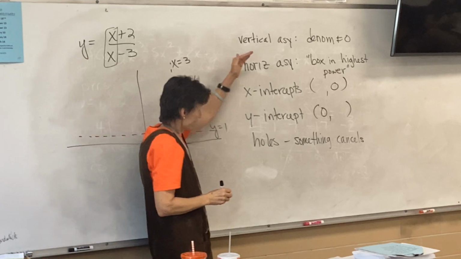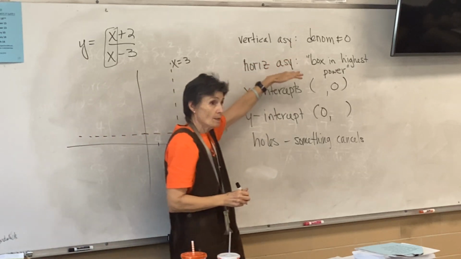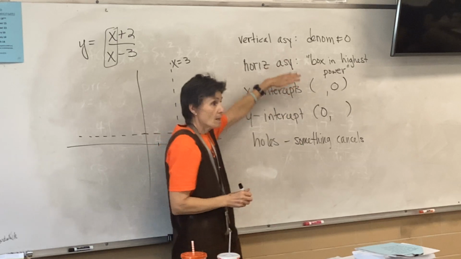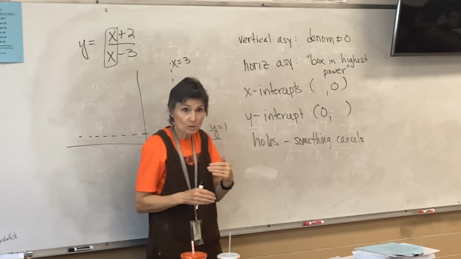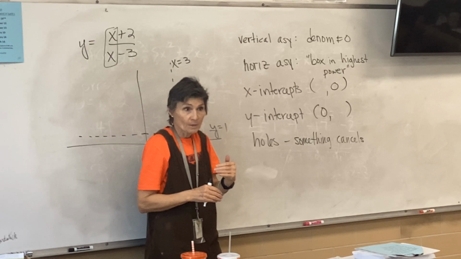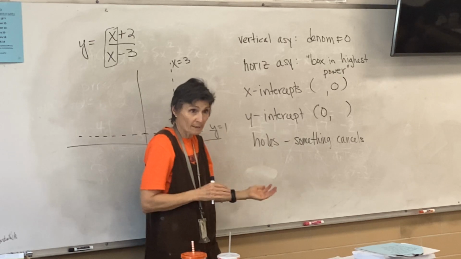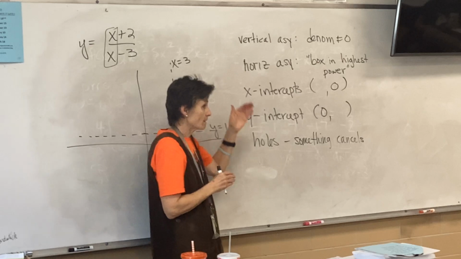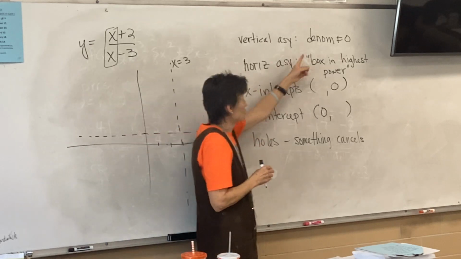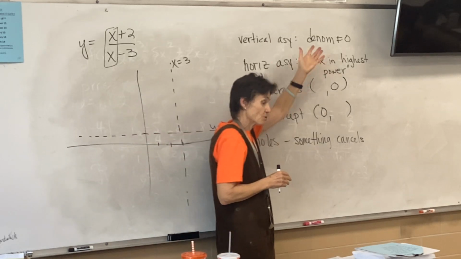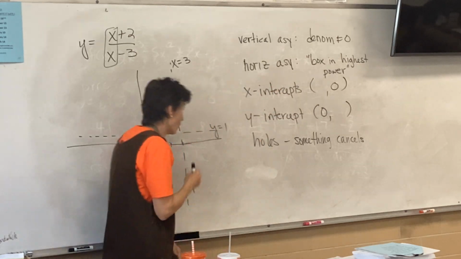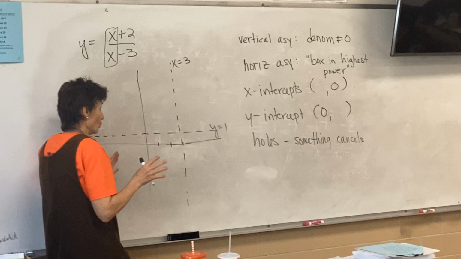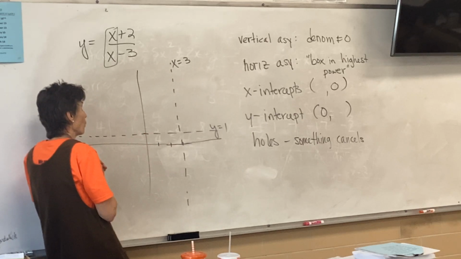Now, this is kind of like your rule book. This tells you how to find all the important things you need to find. So if you're looking for a hole, you gotta be able to cancel something out. If you're looking for a vertical asymptote, you're looking at your denominator, and so on, right? This is our key. All right, so we've already found the asymptotes. That's old news. We learned how to do that before.